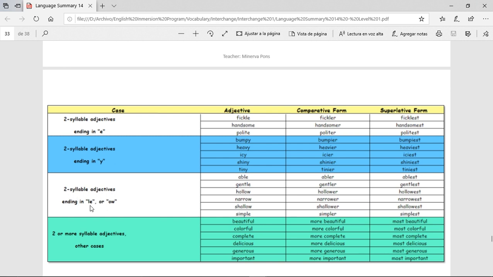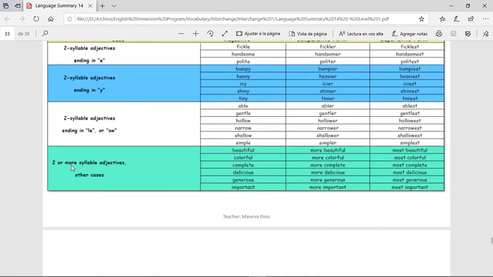For the two syllable adjectives ending in LE or OW, like able, gentle, hollow, narrow, shallow, or simple, we just need to add R or ER depending on the situation. If it ends in LE, then you have an E, so you just put an R or ST if it's the superlative. If it's in O, you just need to add ER or EST. Okay? Able, abler, ablest. Gentle, gentler, gentlest. Hollow, hollower, hollowest. Narrow, narrower, narrowest. Very good.